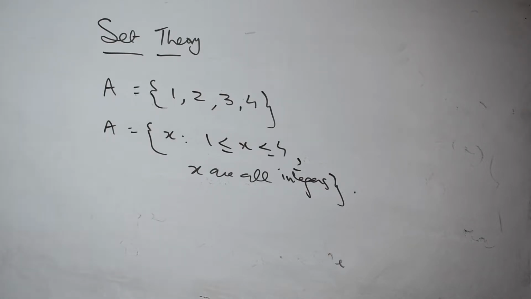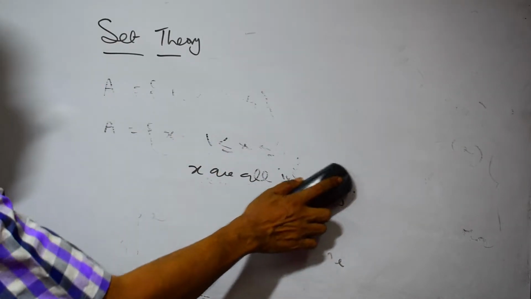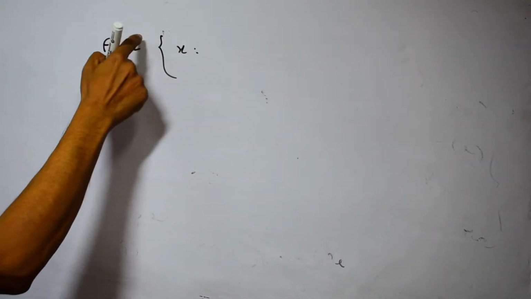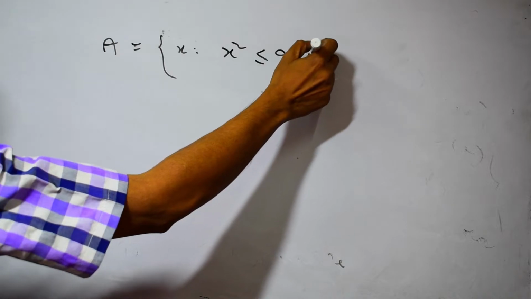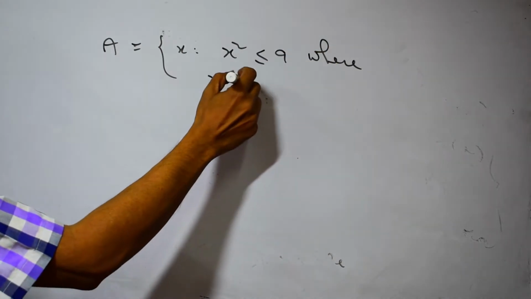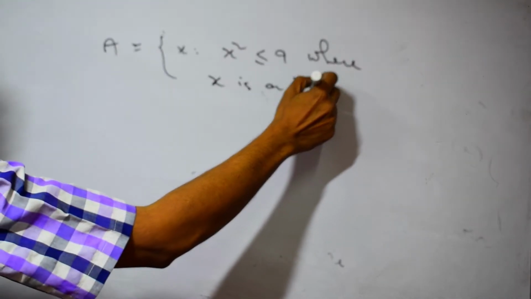This is one type of presentation and representation of set, and this is another type of representation of set. Now there are many types of examples of this kind of expressions, like if we write A is equal to x colon, x means the numbers, x square is less than or equal to 9, where x is a prime number.